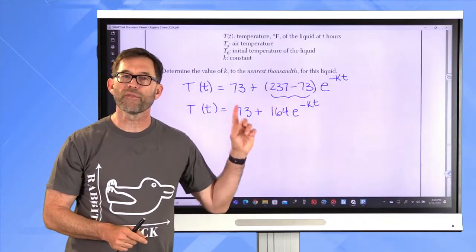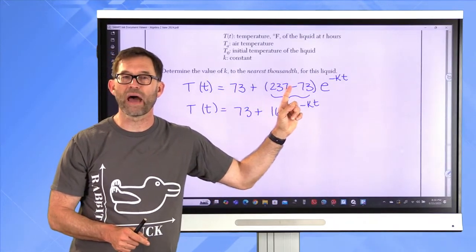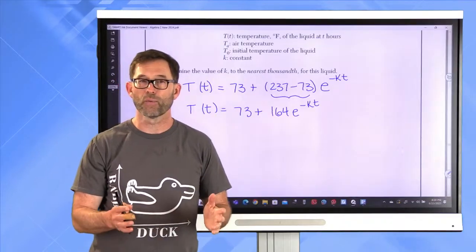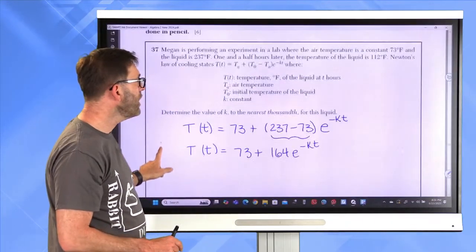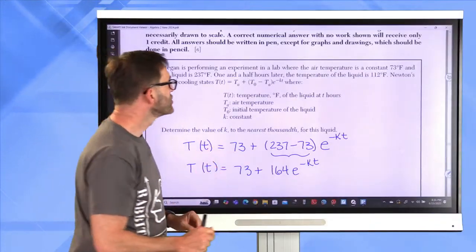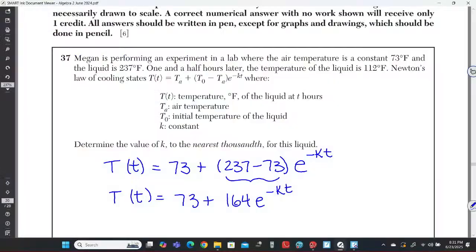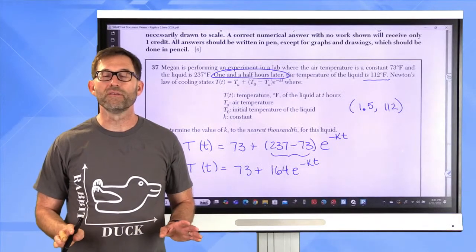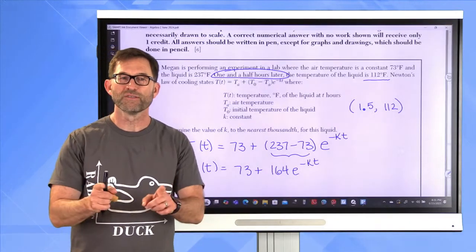But we need to figure out the value of k to the nearest thousandth, 3 decimal places. How do we do that? Well, we need one other point on the cooling curve, if you will. So what do we know? We know that 1.5 hours later, the liquid is 112 Fahrenheit. So in other words, at a time of 1.5, we have a temperature of 112. And that's all we're going to need to figure out the value of k. So let's do it.